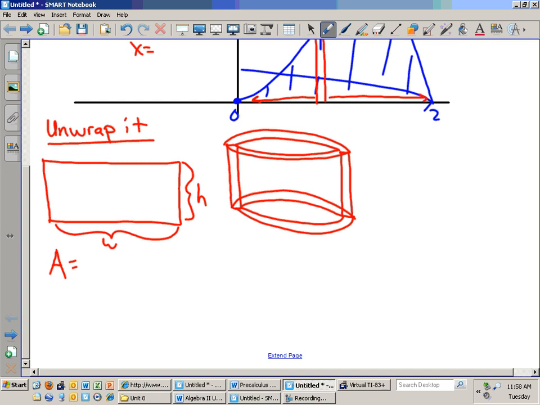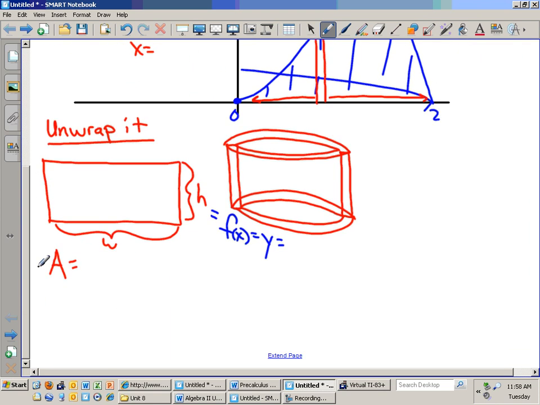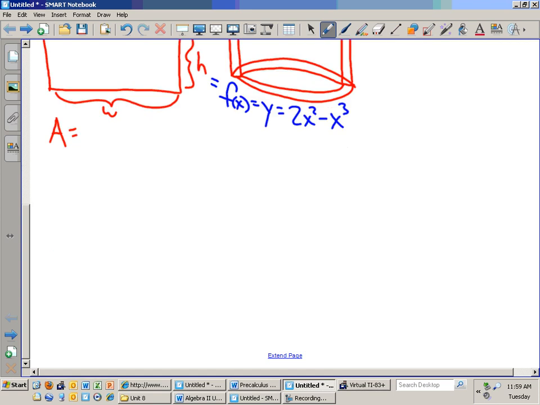What is h going to be? What's going to determine my height? The y value, yeah. So the height is equal to the function, or the y value, or in this case, 2x squared minus x to the third. Everybody's got that, but this next part's a little bit confusing.